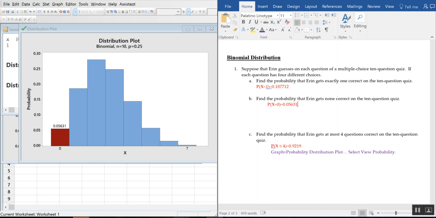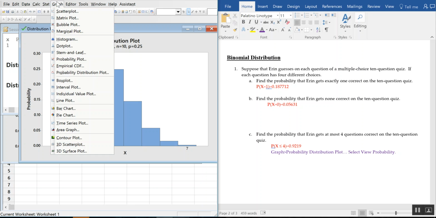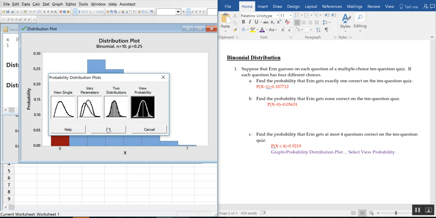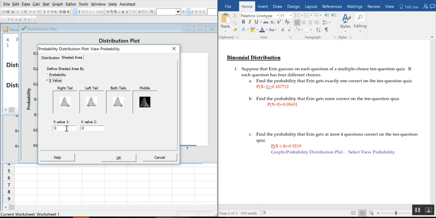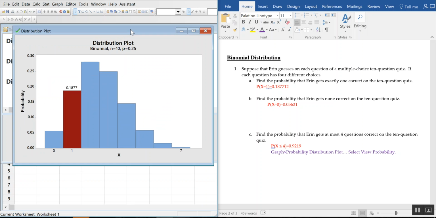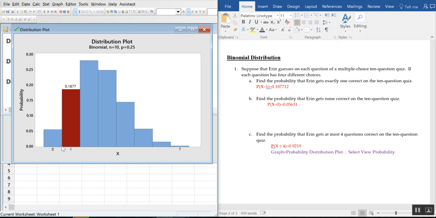See, it didn't round this one as much because it was small. I'm going to go ahead and do 1 also so you can see what this looks like. So we're going to go to Graph, Probability Distribution Plot, Probability View, and I'm going to put a 1 in both shaded area boxes. Sorry that I'm doing this kind of fast. So I want to make a point. Yes, it only shades the 1 brick because I'm greater than or equal to 1 and less than or equal to 1, and only 1 does that.